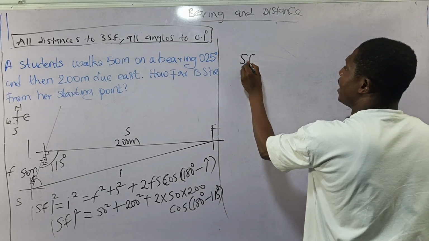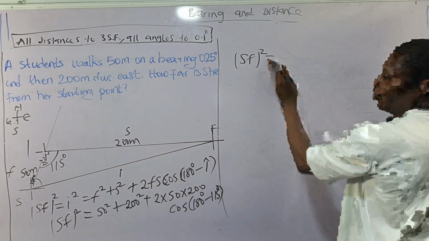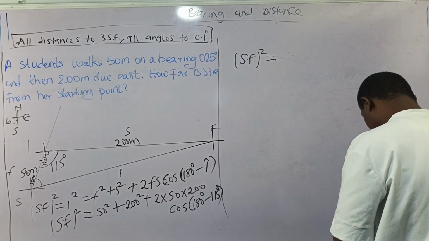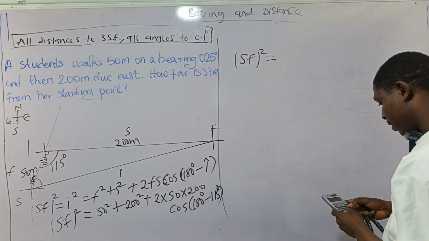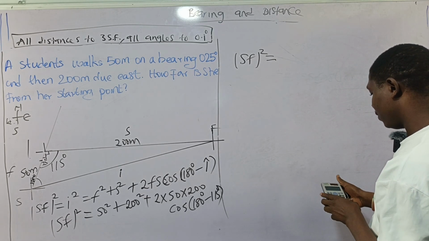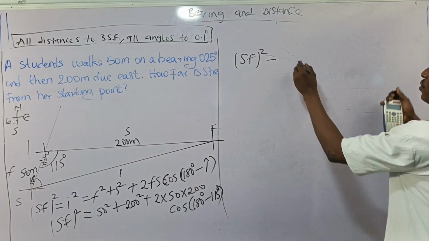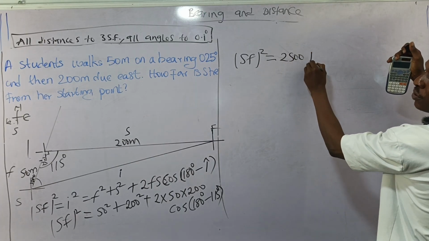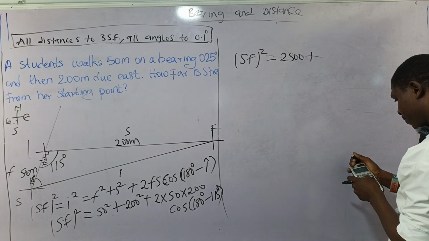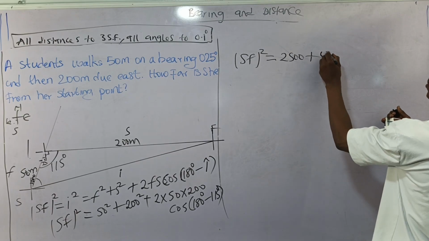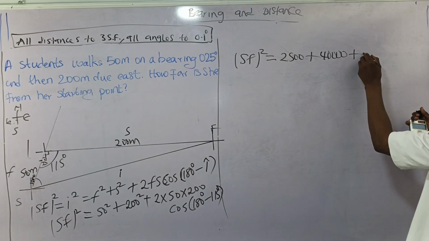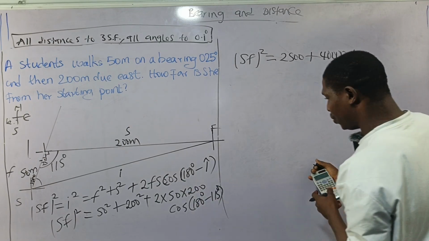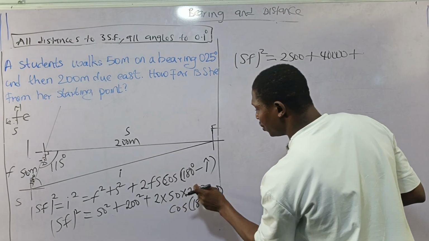So I have my XF squared equals 50 squared. That should give me 25... 50 squared, so that's 2500, plus 200 squared, 40,000. So I have my plus 2 times 50 times 200, which is 100 times 200.